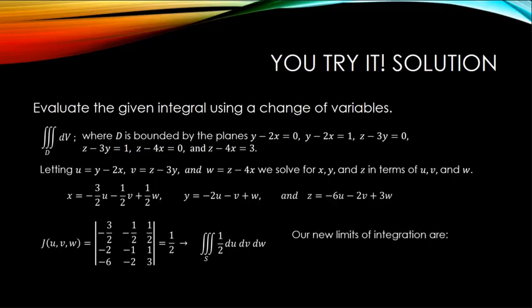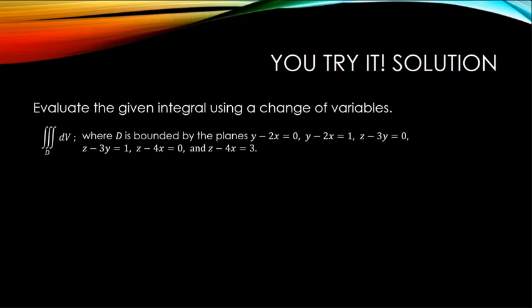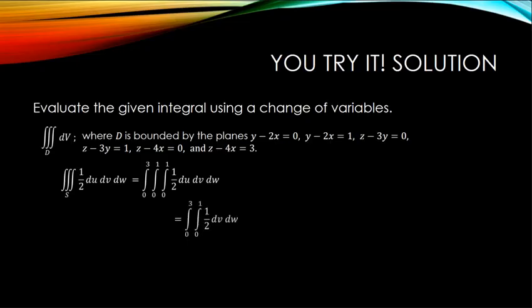My new limits of integration are from 0 to 1 in u, 0 to 1 in v, and 0 to 3 in w. This means that my triple integral will become the integral from 0 to 3, of the integral from 0 to 1, of the integral from 0 to 1, of 1/2 du dv dw. Working from the inside out, I get the integral from 0 to 3 of the integral from 0 to 1 of 1/2 dv dw, which gives me the integral from 0 to 3 of 1/2 dw, which is equal to 3/2. This is how I can go about changing variables with triple integrals. Be sure and let me know if you have any questions.